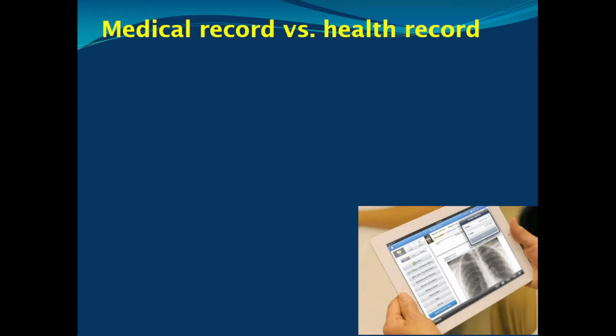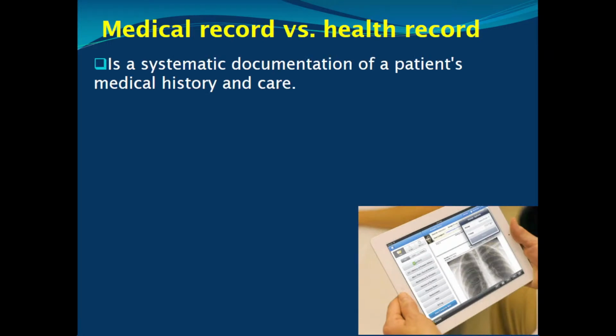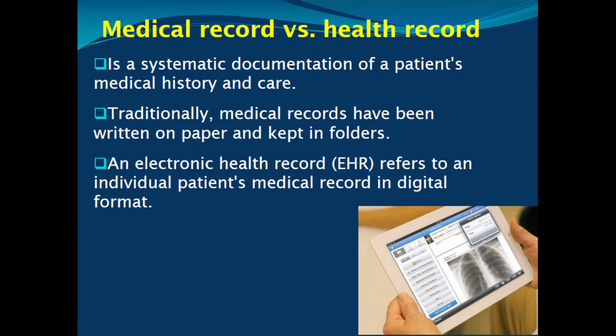If we are talking about information systems, we need to understand the differences between traditional medical records and health records. It is systematic documentation of a patient's medical history and care. Traditionally, medical records have been written on paper and kept in folders. Nowadays, electronic health records are used. An electronic health record, or EHR, refers to an individual patient's medical record in digital format.